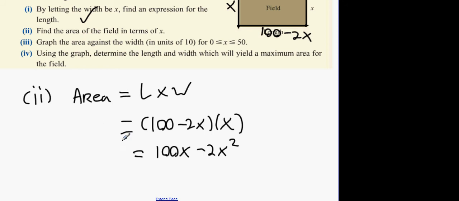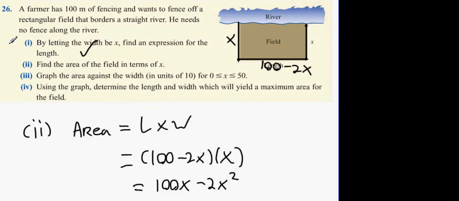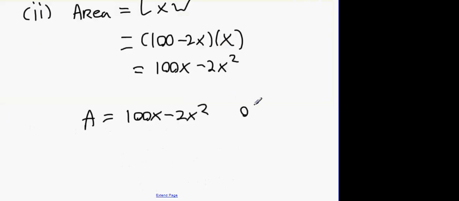Okay, what we're doing next is we're going to have to graph the area against the width in units of 10. So what it wants me to do is area equals 100x minus 2x squared, and it wants me to graph this from 0 to 50. 0 less than or equal to x less than or equal to 50.